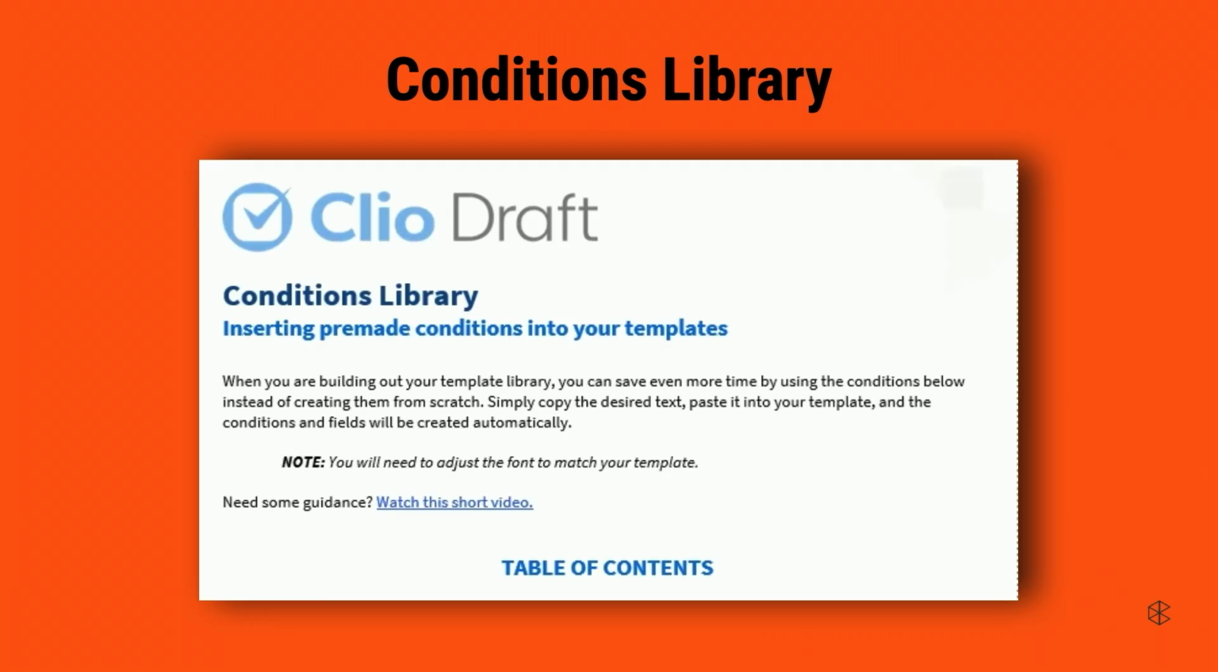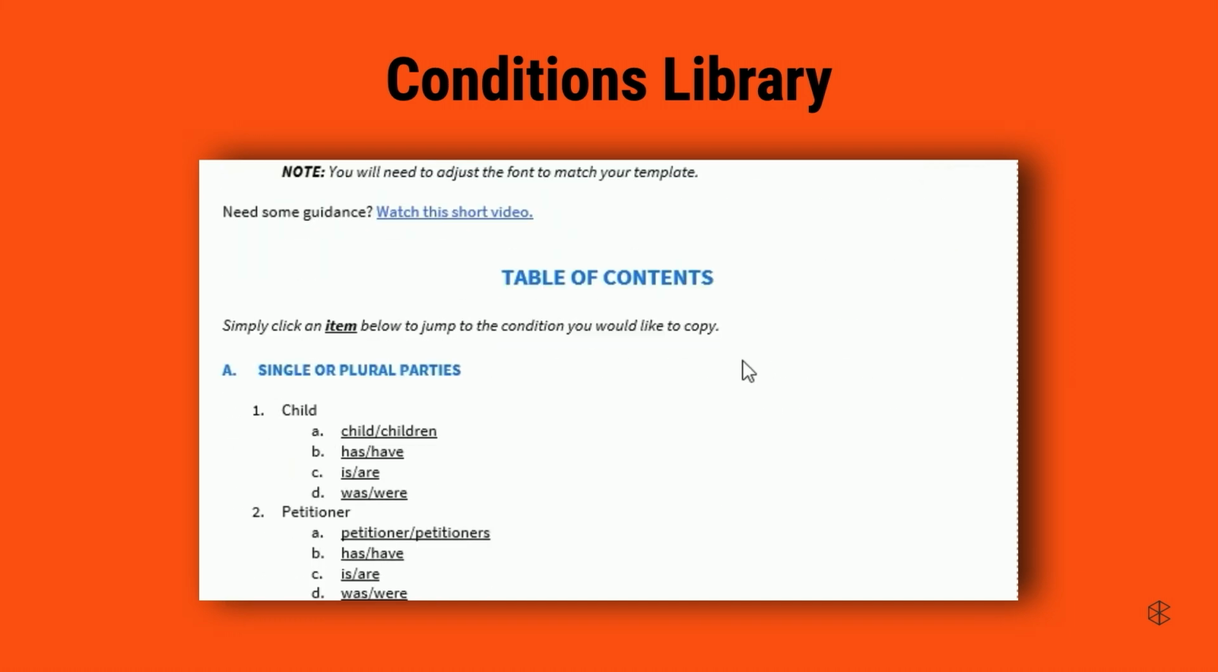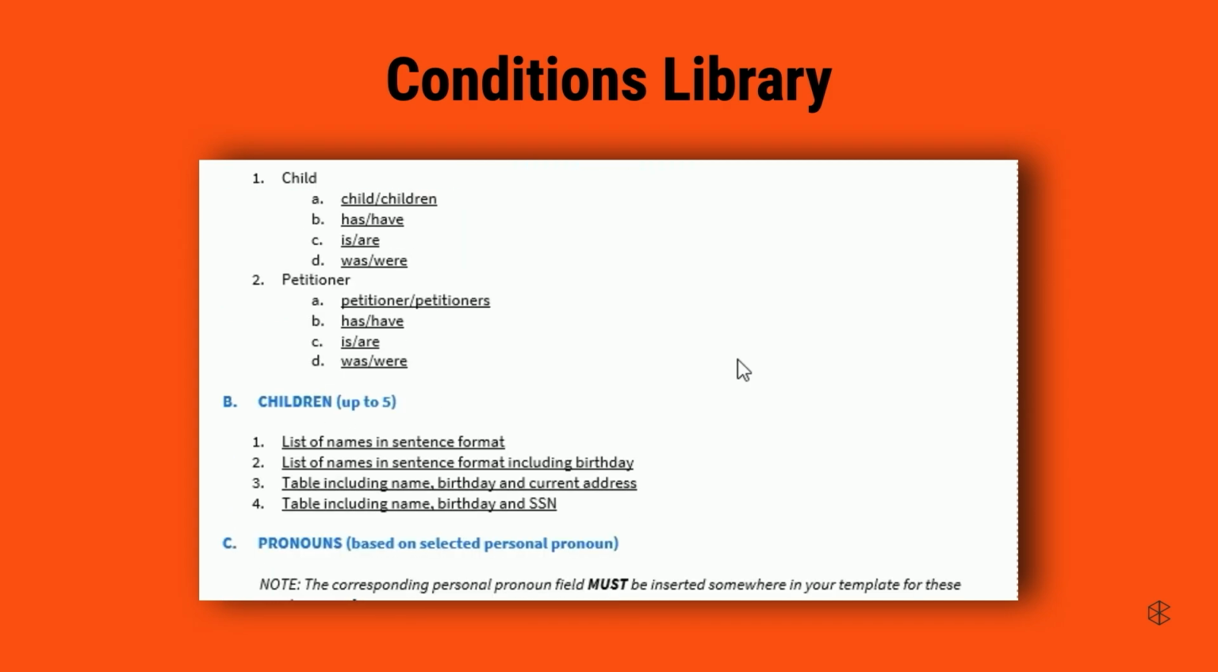All right, and one of those is the conditions library. This is a document you're not going to use as is. What you're going to do is go in there and copy the blocks that you want to reuse, like that number of children thing. I would not rebuild that if you don't have to.